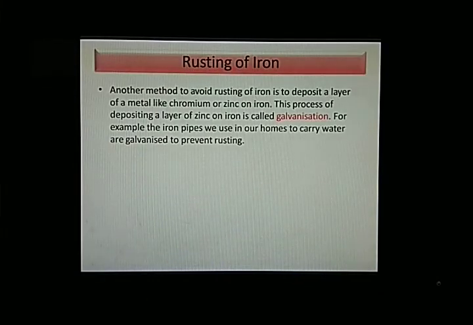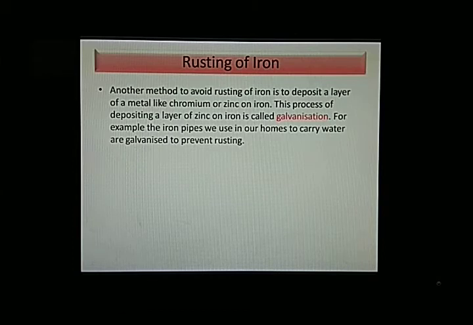Another method is there that is commercially done nowadays. That process is called galvanization. So what actually galvanization is that here we apply, or while making the iron, another layer of metal such as chromium or zinc is added to it as a top layer above that iron. So this deposition of a layer of zinc on iron or even chromium, that process is called galvanization.